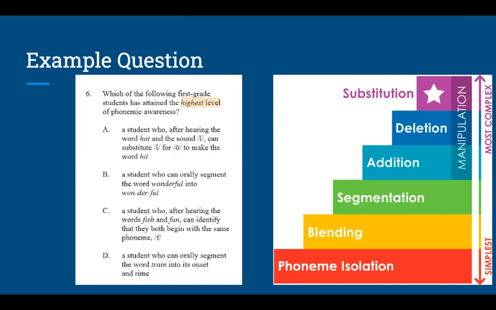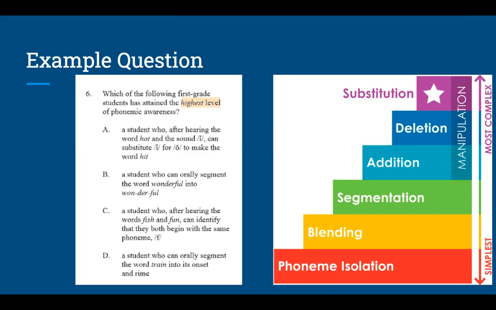So like we said before, phonemic awareness goes from the simplest skill to the more complex skills. So the visual here to the right will be opposite of what you have on your umbrella, but you're starting with the easier skills. So you can isolate a sound, you can identify a sound in a word, versus you can substitute a sound in a word.